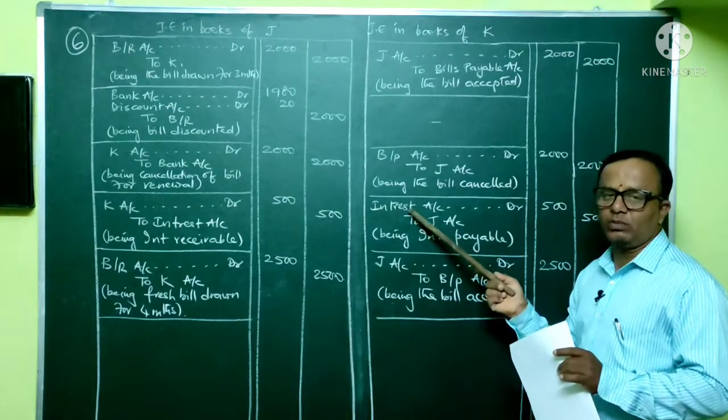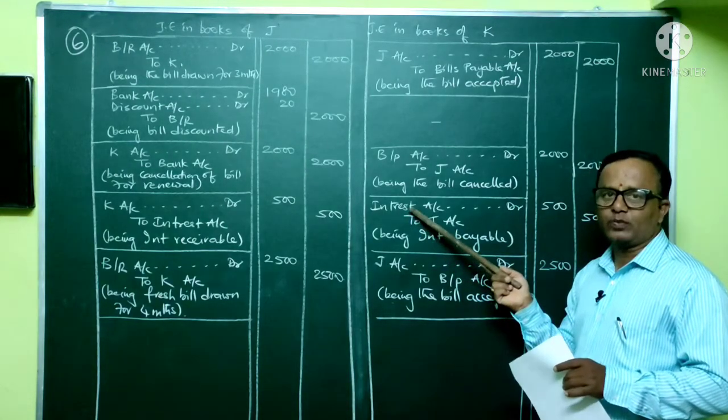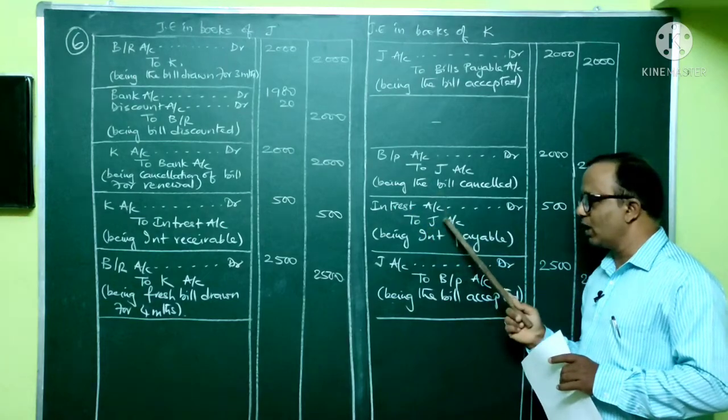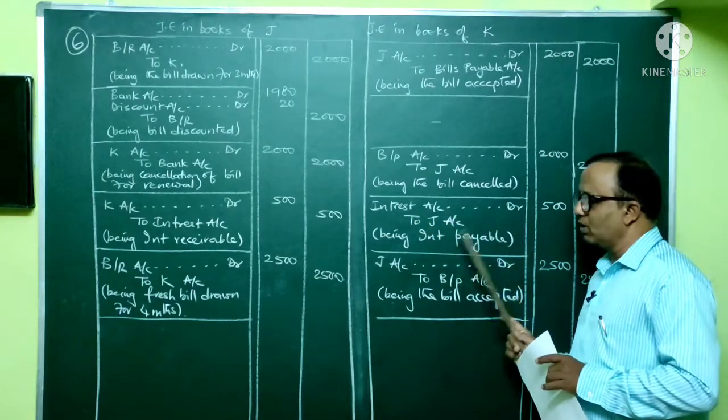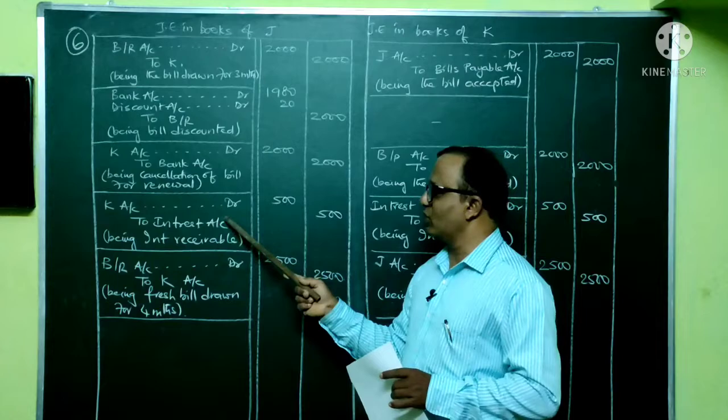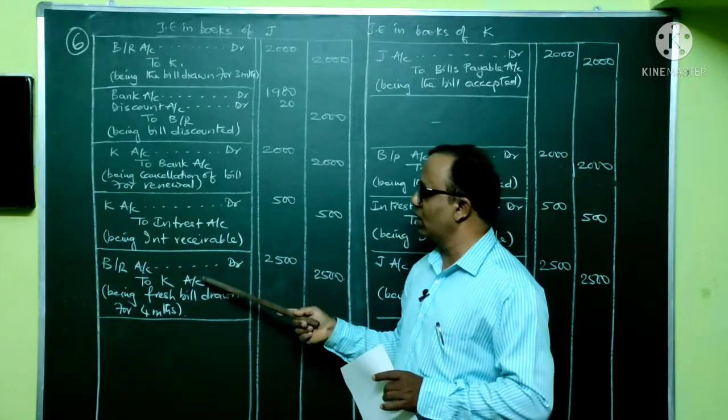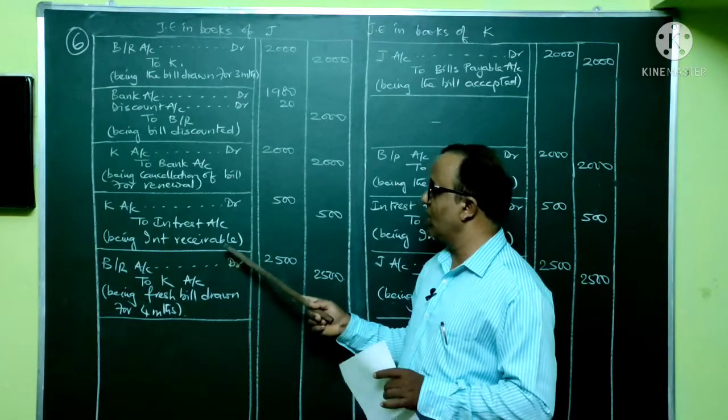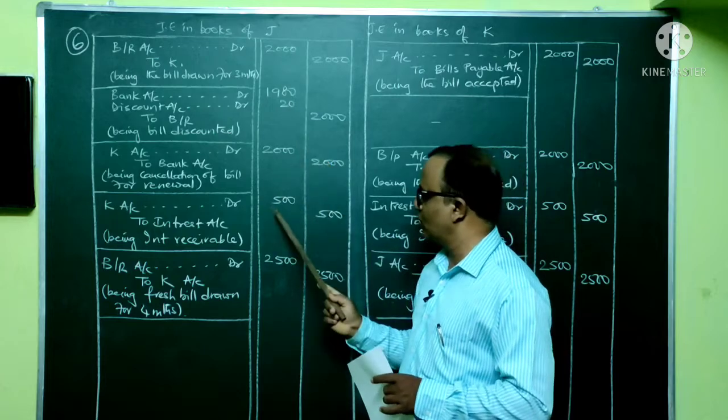Interest being an expense to him, it is a nominal account. Okay, debit all expenses and losses. So, interest account debit to J, being the interest payable. Then after that, now he is drawing a fresh bill. The fresh bill which he is drawing, he is going to draw with the amount of the original bill amount plus this particular interest.